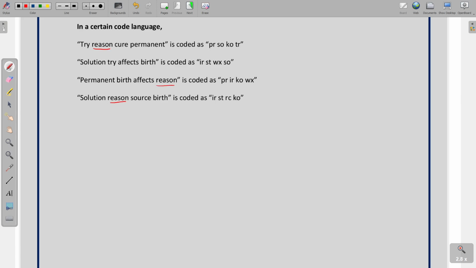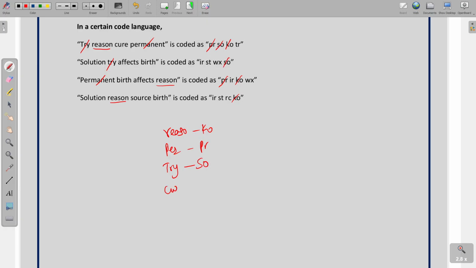And reason. So what is the code for reason? PR is not the code for reason, and SO, KO. So KO is the code for reason. And next, permanent here and permanent here. So PR is the code for permanent. And next, try here. What is the code for try? So try and try. SO is the code for try.